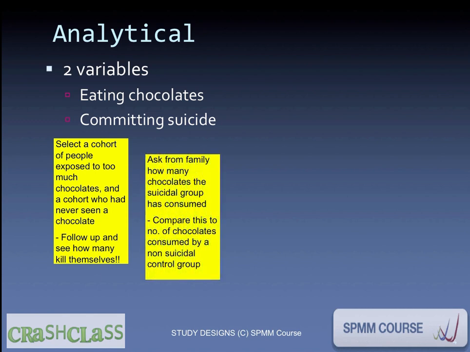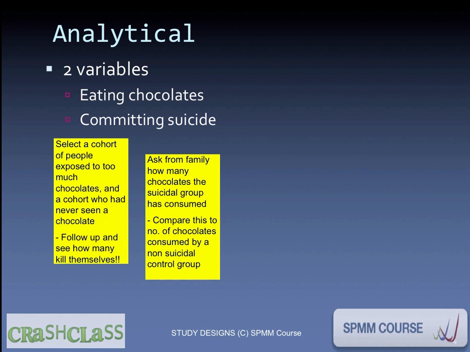I can also do a different type of study. I can ask from the family members of people who committed suicide. I can ask them how much chocolate the person who committed suicide was exposed to. And I can compare this to number of chocolates consumed by a non-suicidal control group. For example, people dying of road traffic accidents, and I can find out how much chocolate they consumed before they died. So this will establish some relationship between suicides and consumption of chocolate.